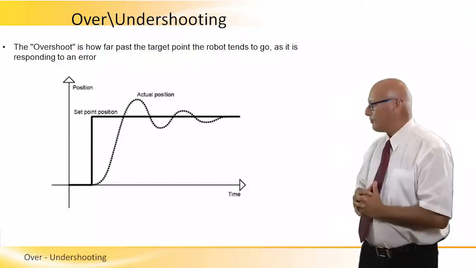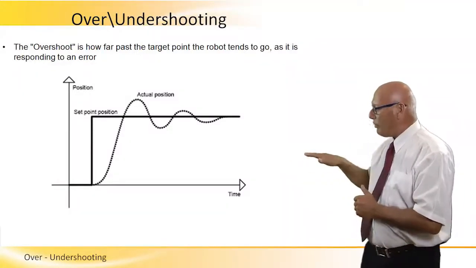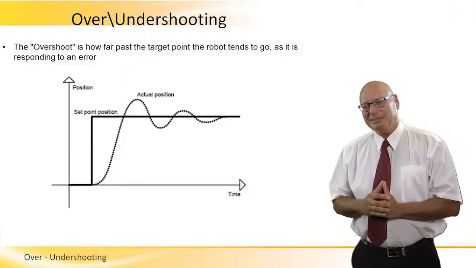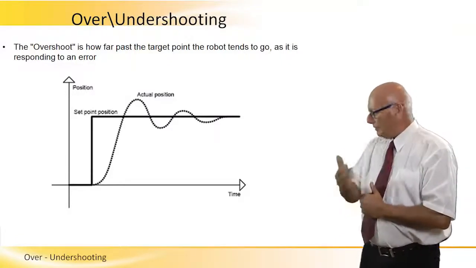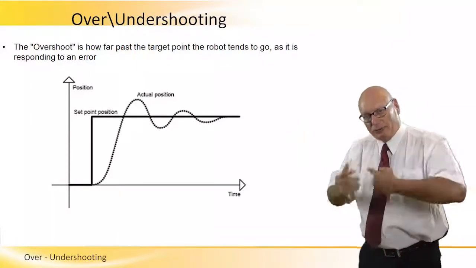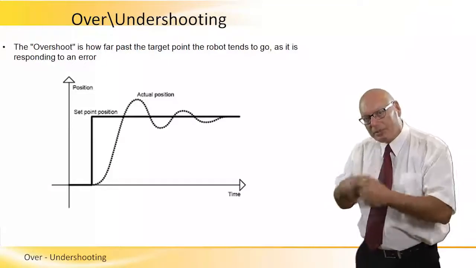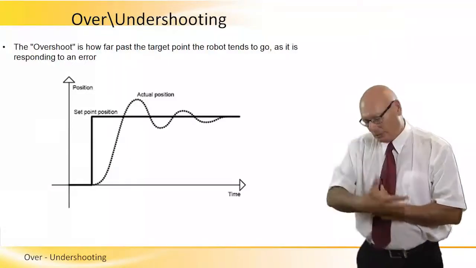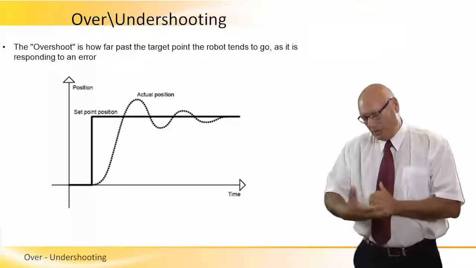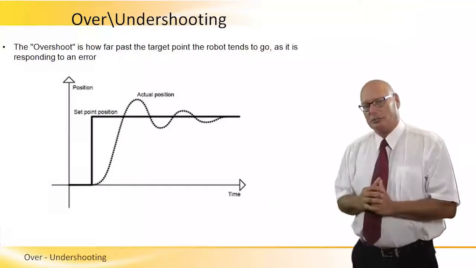Let's look at the graph. We have a set point where the robot needs to be. And the robot starts moving. The motors of the joint begin to turn. So the robot makes the turn. It goes to that particular position.